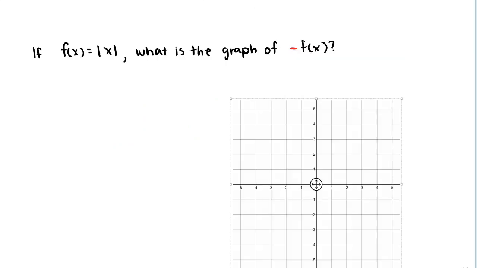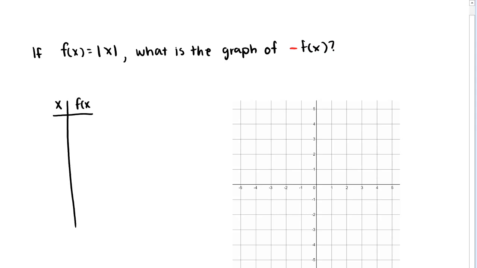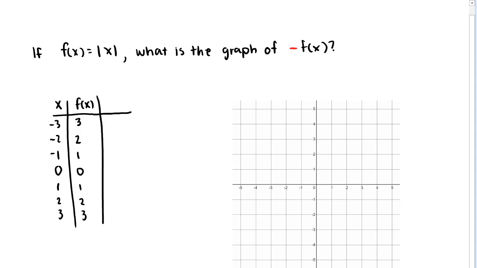Okay, so the next thing I want to take a look at is this idea of a reflection. Let's start again with this absolute value of x function. What is the graph of negative f of x going to look like? Here if we take our table for the absolute value of x, here's f, here's the inputs 0, 1, 2, and 3, negative 1, negative 2, negative 3. The absolute value just takes these values and makes them positive. And so the graph of this function, as we've seen already, looks like this V-shaped graph.